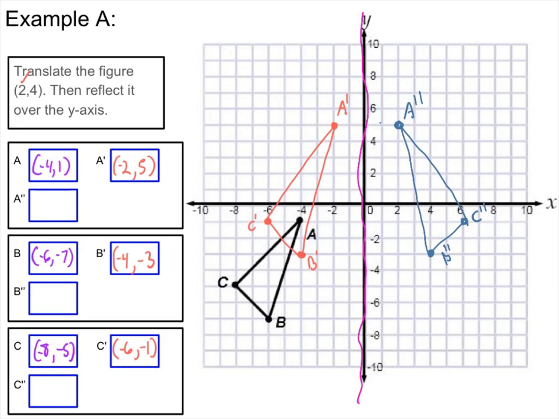Now I have to write down my points. So A prime is at 2, +5. And again, I'm going to use my parentheses to put around that. My B double prime is at +4, -3.